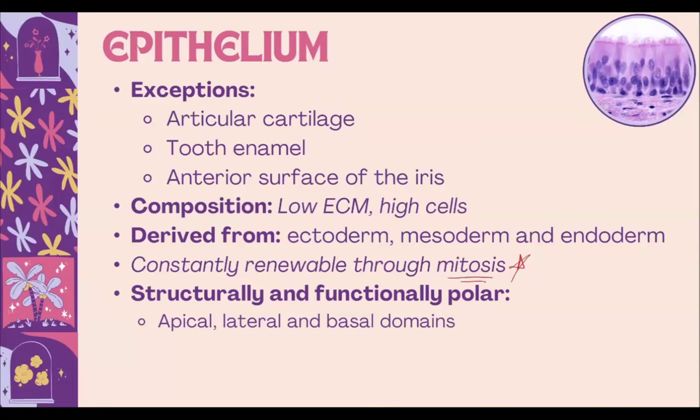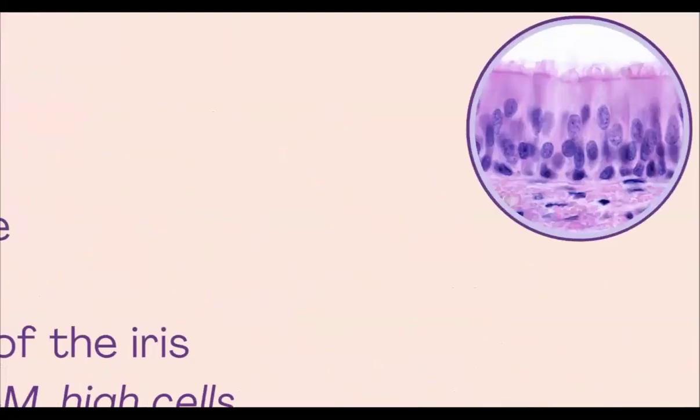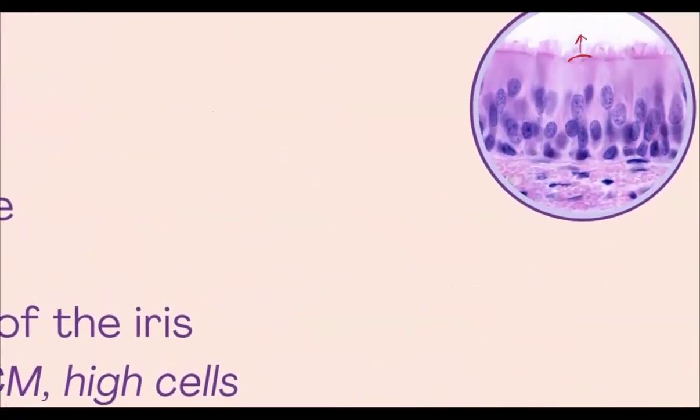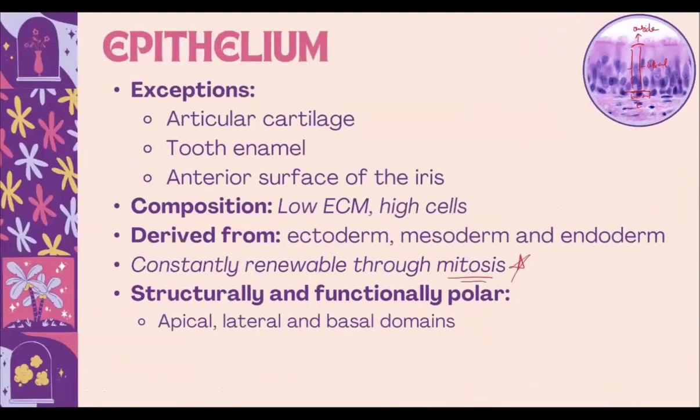You also need to know that they're polar. So what that means is they have sides. Like you have an apical side, you have a lateral side, you have a basal side. What they mean is, okay, this is an apical side, the one that's facing the outside part. This is the lateral side, which faces the other cells. And then this is the basal side, which faces the basement membrane. So that's what it means. It's polar. Each side has a role, and it's polar in that sense.